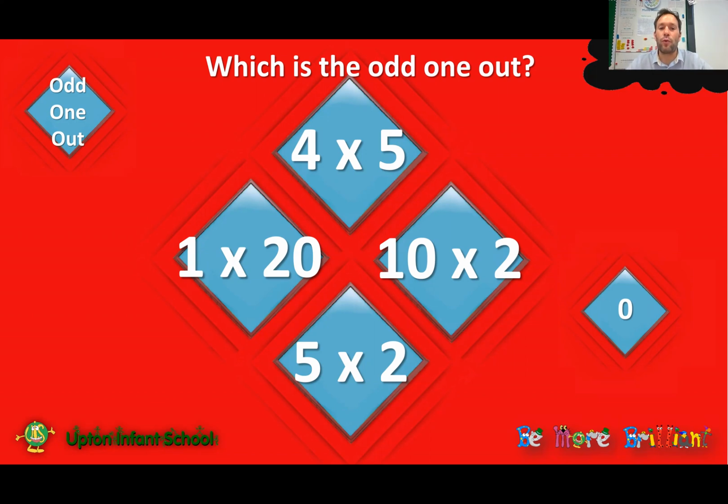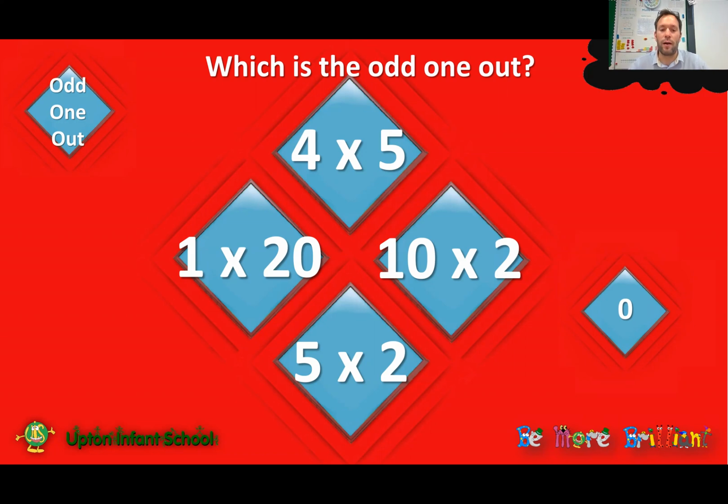Let's see, 4 times 5, what's that? 4 fives, well, let's count in fives 4 times. 5, 10, 15, 20. 4 fives is 20. Next one down, 1 times 20. Well, one lot of anything, we know it's just the number that you started with. 1 times 20 is 20. What about 10 times 2? You could use your knowledge of the 10 times table or the 2 times table here. 10 times 2 is 20, or 2 times 10 is 20. So far the answers have all been 20.